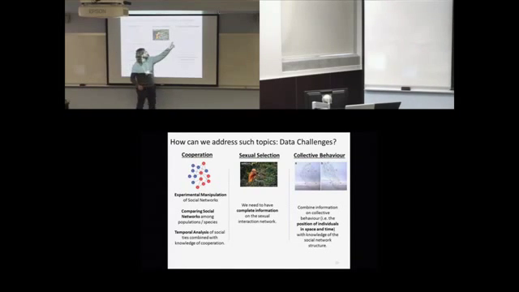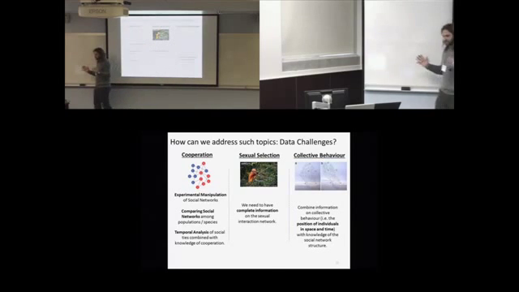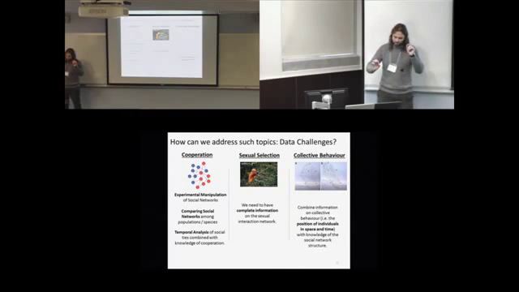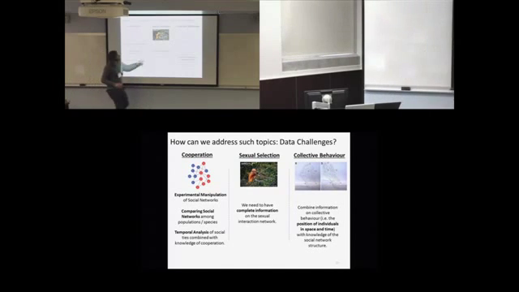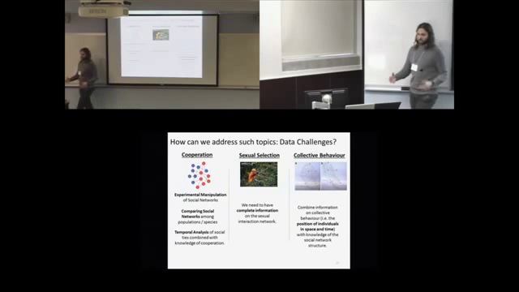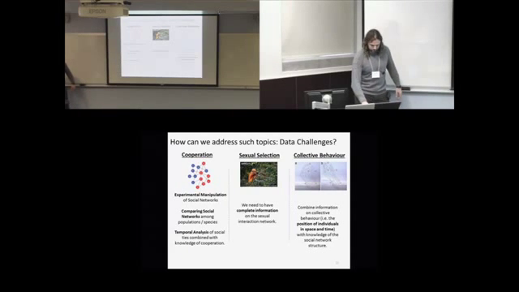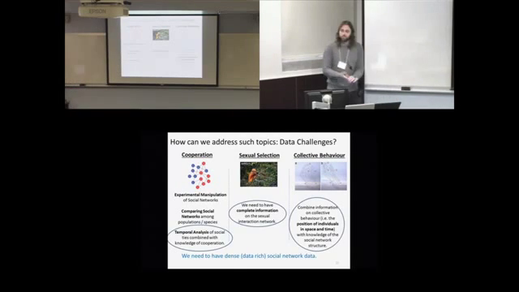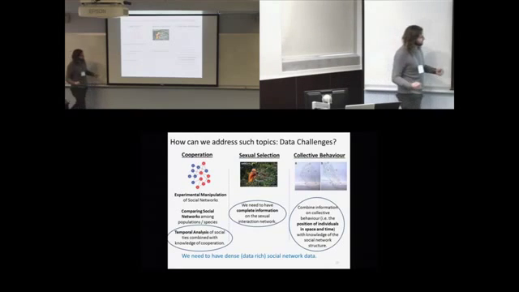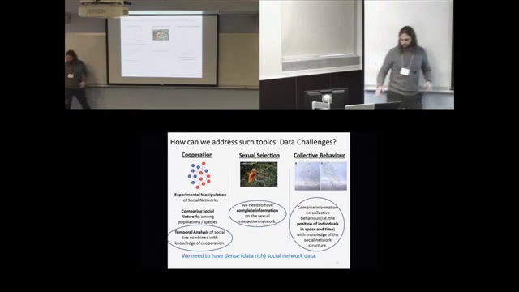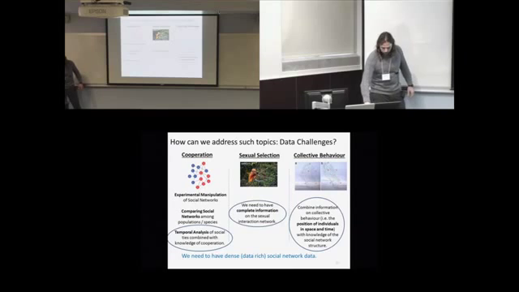This Starling work was done using still photographs, and even then, it's still very challenging to track individuals, but these individuals are not individually identifiable. So we somehow need to be able to integrate those things together. So for some of these questions, we need to have dense, data-rich social network data. And how may we go about doing that?